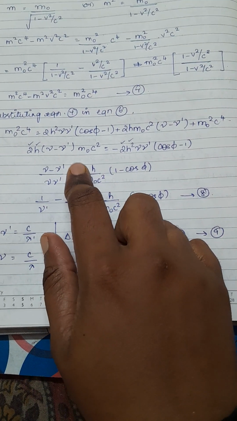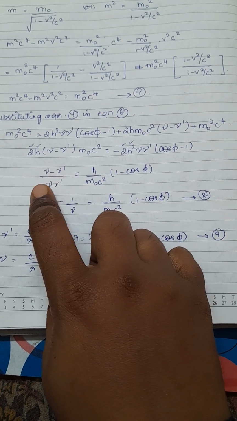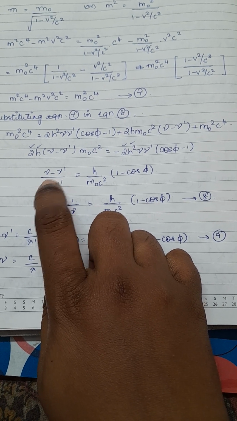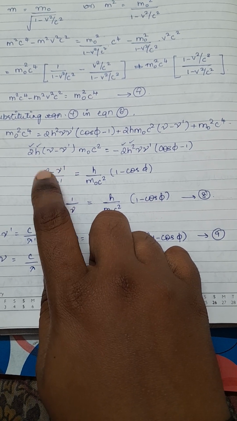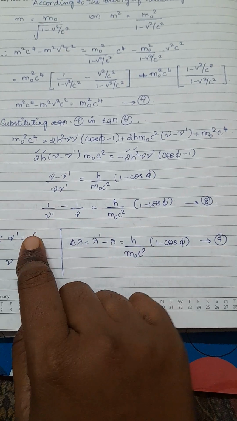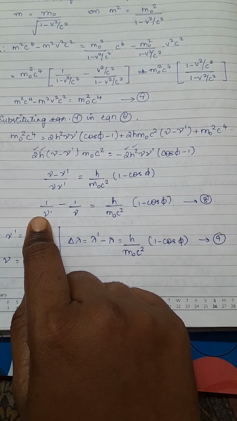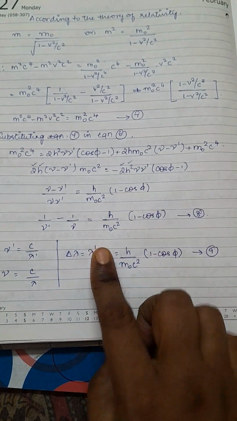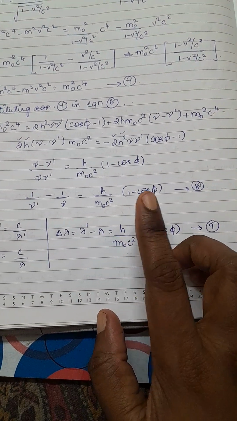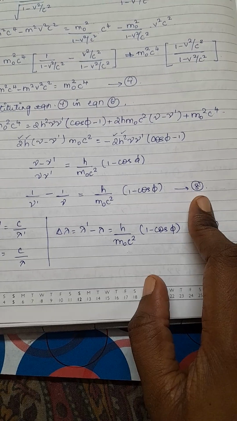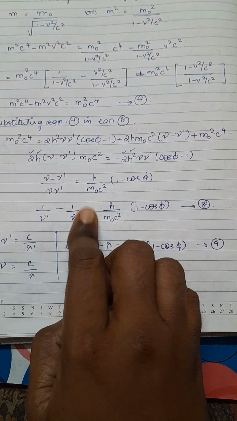Now consider this LHS. This is nu minus nu prime by nu minus nu prime. You can give this denominator for these 2 terms individually. If you give it as such, the common terms will get cancelled. So the first term will be 1 minus nu prime by nu, whereas the RHS will remain the same, h by m naught c square times 1 minus cos phi. Now this equation is going to purely depend on frequency.